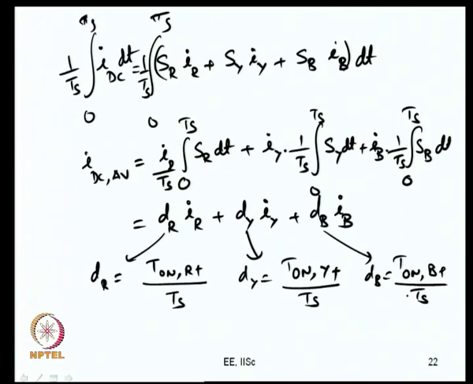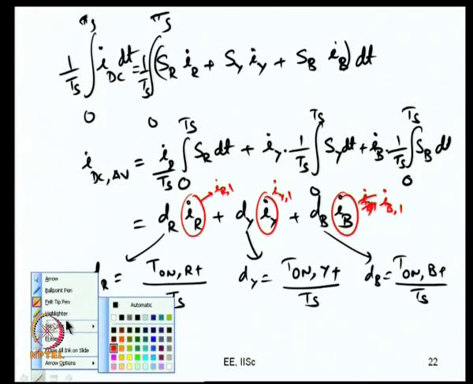So, what you can now do is you see that dR, dY, dB are all there. All this dR, dY and dB can be expressed as some functions. You already have IR, IY and IB, and IR, IY, IB can be approximated by IR1, IY1 and IB1 as I said before. That is their fundamental components.